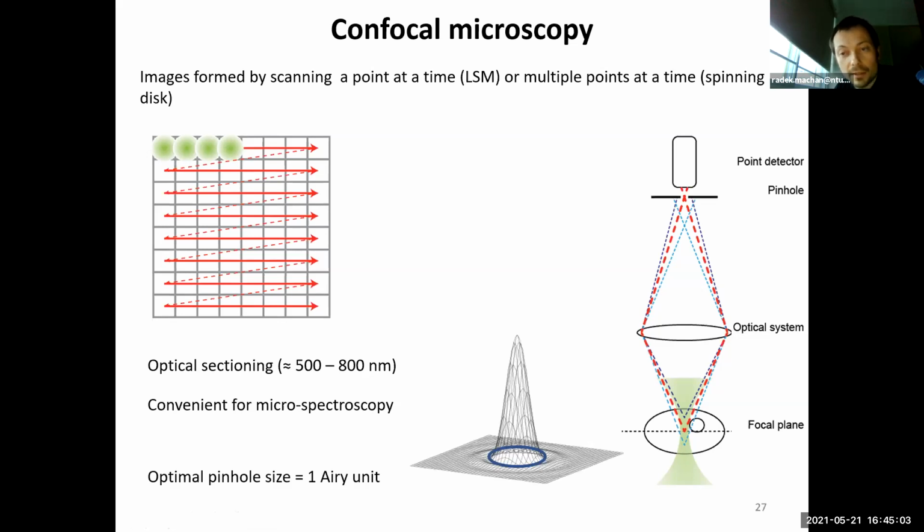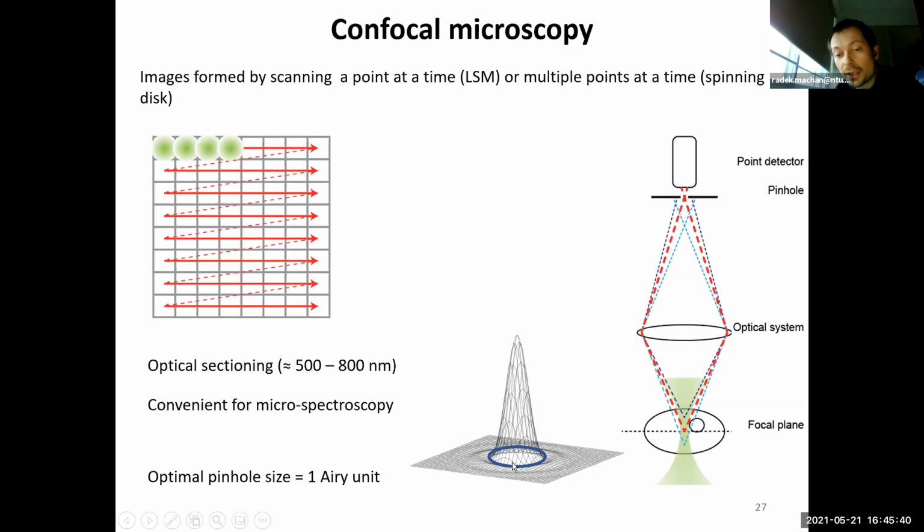And the question is how big this pinhole should be. The usual selection is what is called 1 Airy unit, which is the width of this central peak of the point spread function. If I make the pinhole bigger than this, I don't gain much signal from focus, because most of the light from the focus is concentrated in the central peak, but I will let in more of the out of focus light.